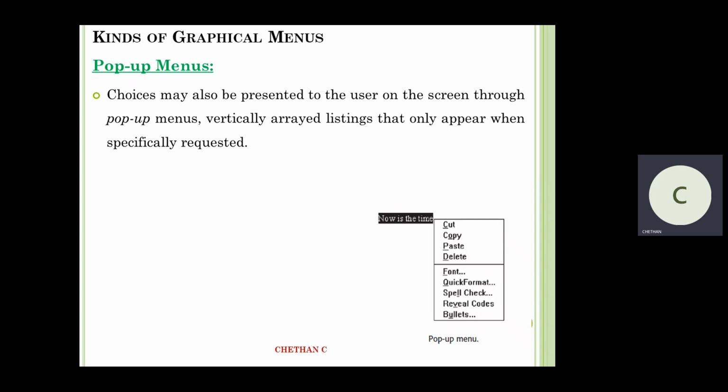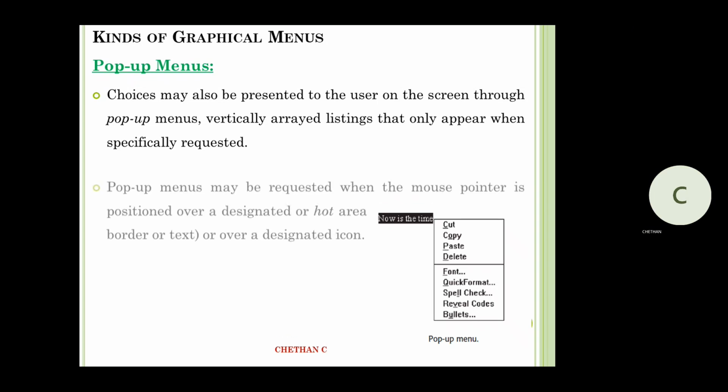Choices may also be presented to the user on the screen through pop-up menus. What are pop-up menus? Vertically arrayed listings that only appear when specifically requested. That is what I was saying. Only when we need it, it will come through. That's why it's called pop-up menus.